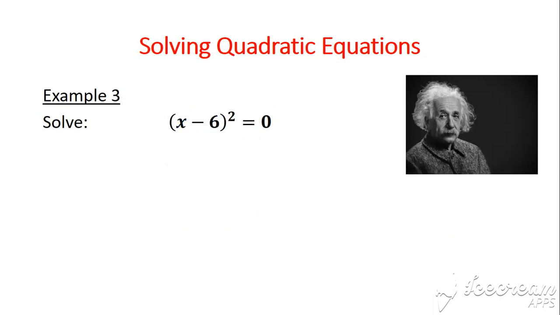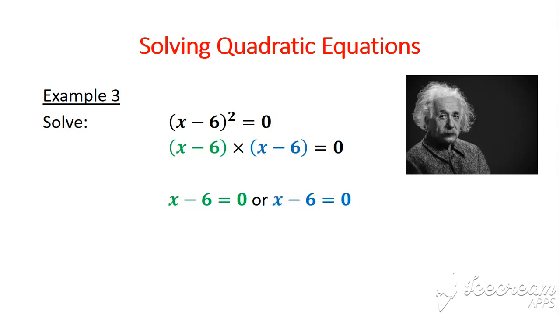All right, example 3. Let's look at this. (x - 6) all squared is equal to 0. Well, when we square something, you know that it's a repeated bracket. So x minus 6 times x minus 6. And you know that means either x minus 6 is 0 or x minus 6 is 0. So the first part gives a solution of positive 6, and the second part gives a solution of positive 6 as well. There are two solutions, although it's the same solution. So we'd just say x is equal to 6.